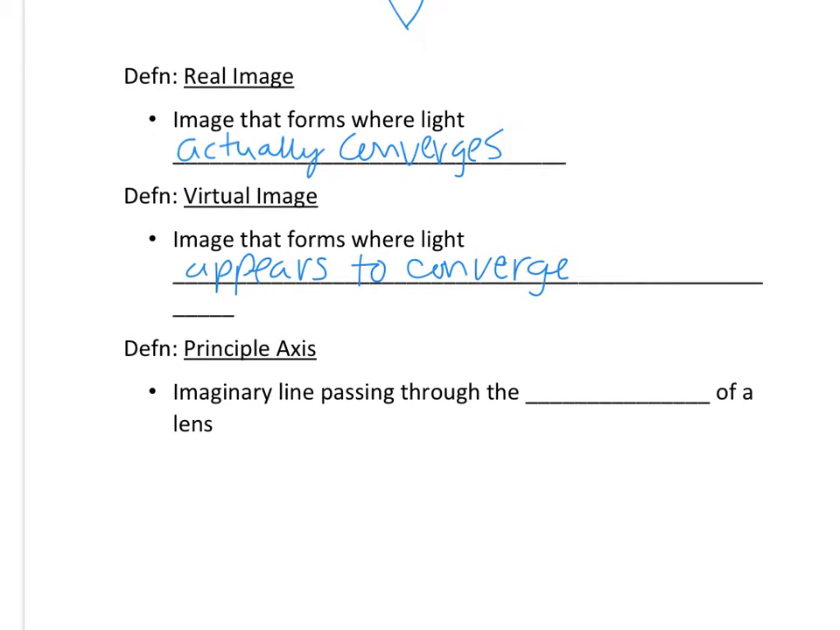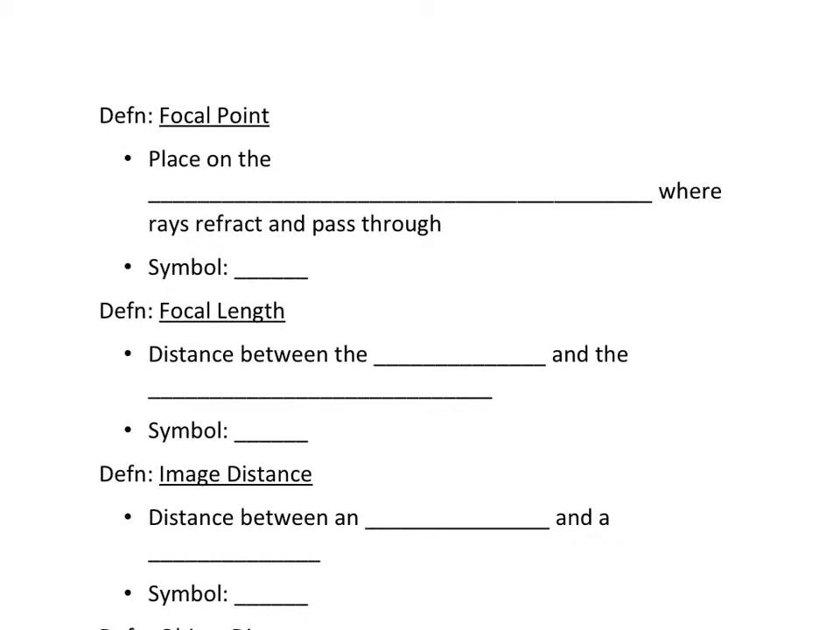We need a couple of definitions in order to understand what a ray diagram is going to look like, and then I'll draw a ray diagram and label all of this. The first thing is the principal axis, and that's an imaginary line passing through the center of a lens. And again, I'm going to show all of these on a ray diagram in a minute. Next, we have a focal point, and this is a place on the principal axis where light rays refract and pass through. The symbol for the focal point is a capital F, and it's just a place on the axis.